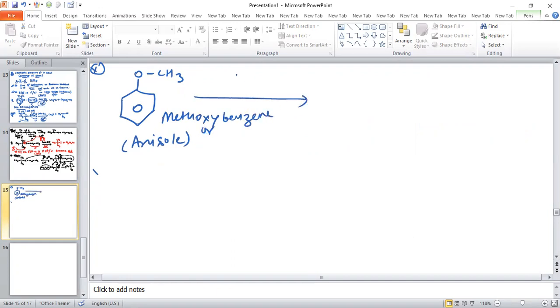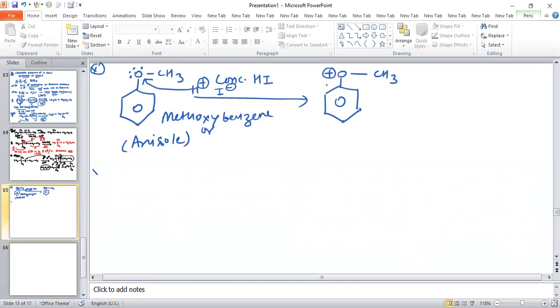When the reaction is in the presence of conc HI, what happens here? So conc HI basically has two parts: one is H positive, and one is I negative. What happens? This H plus will attack on oxygen. When this H plus attacks on oxygen, positive charge is generated on the oxygen. Now there are two possibilities of bond cleavage, one is this one and one is this one.